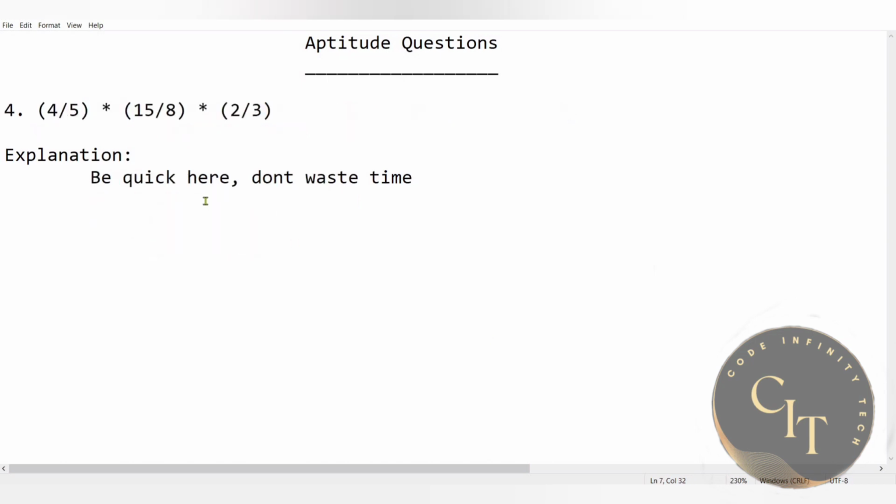Moving to the next question. So here you can see this type of questions also will be asked in the exam. These are general questions, but they will test your speed ability. So you have to be very quick in multiplication and all those things. So don't waste much time here. Here the answer will be 120 by 120. Finally it's 1.